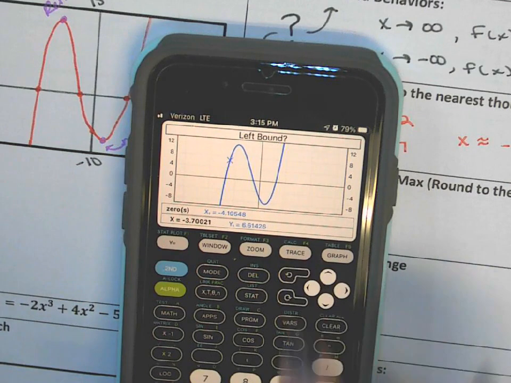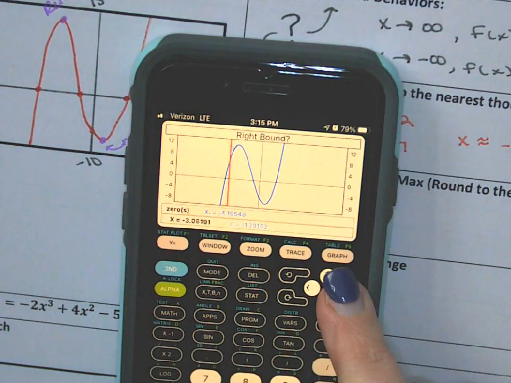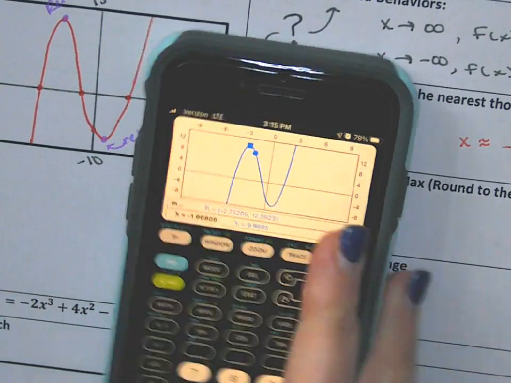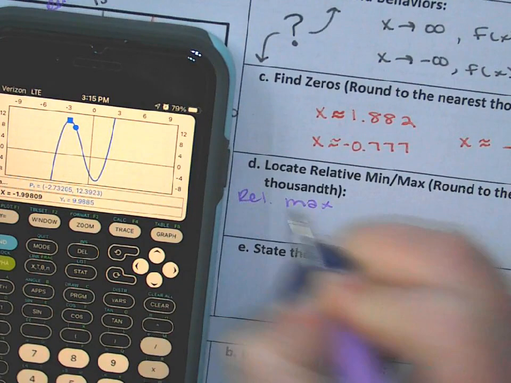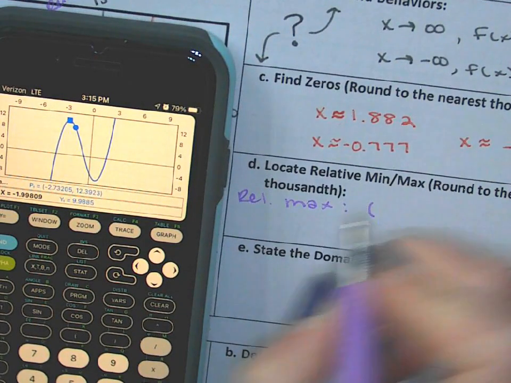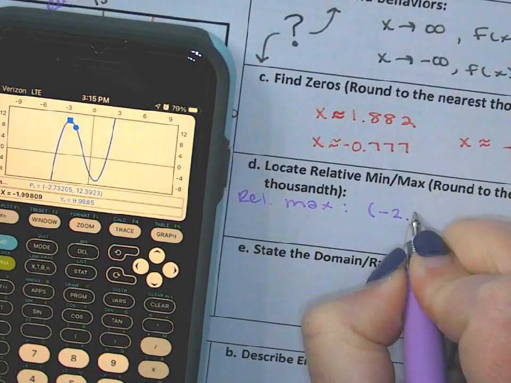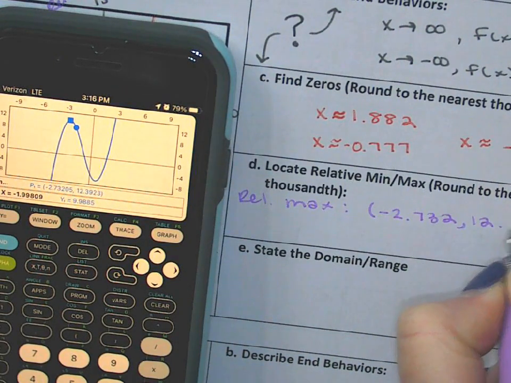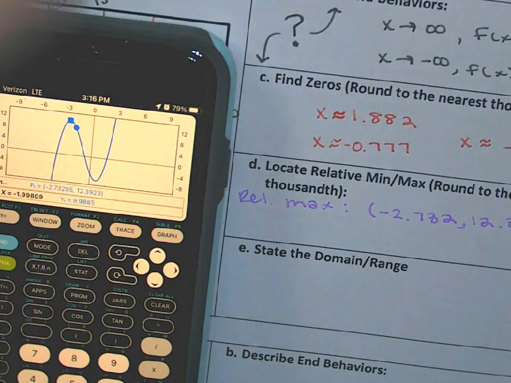So I'm going to go to the left of that maximum, hit enter. Then it's asking for a right bound. So I'm going to go to the right of that maximum, hit enter. And it's going to find the maximum that's within that area that I defined. So a relative maximum is at, and it tells you where that point is, negative 2.732, comma, 12.392. So we have that relative max.